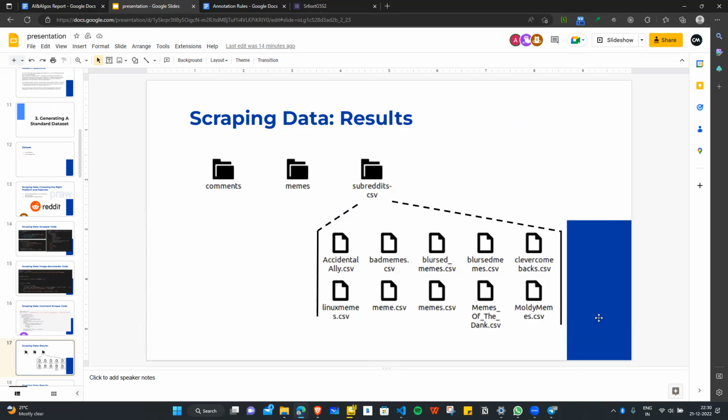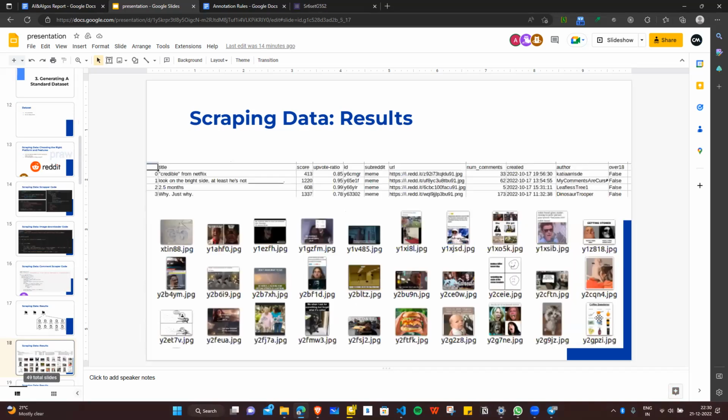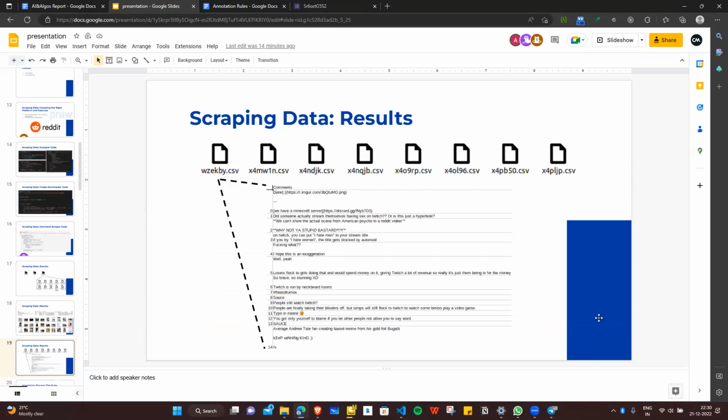Next. So here is the structure of our dataset. There are three folders. One contains all the CSV files, which contain all the features and also the post ID. The post ID refers to all the memes, and the comment files contain all the post comments, unique comments.